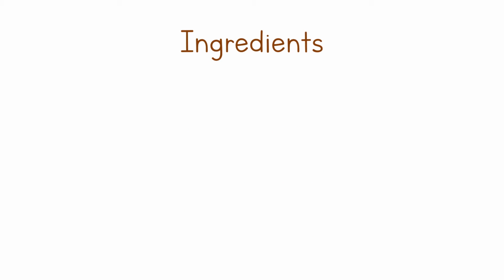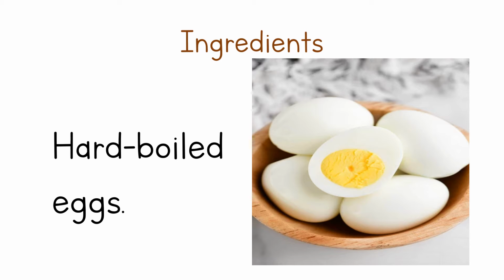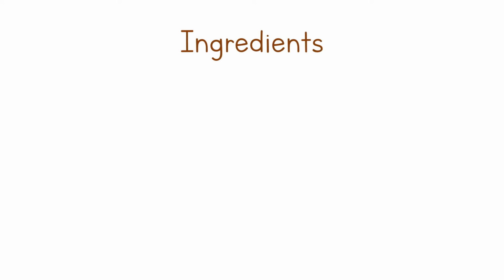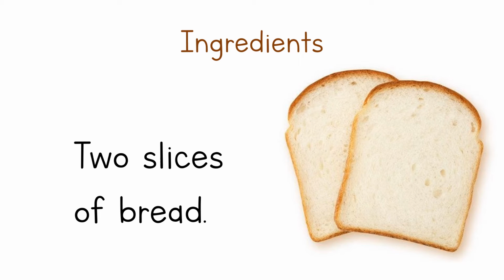Okay, first we need to know the ingredients. What is ingredient? Ingredient is things that you need to make some recipe. Okay, today we are going to make egg sandwich. So what are the ingredients? The first one, of course, you need to have hard-boiled eggs. Next, you need to have 2 slices of bread, or if you have wrap also, you can use it.